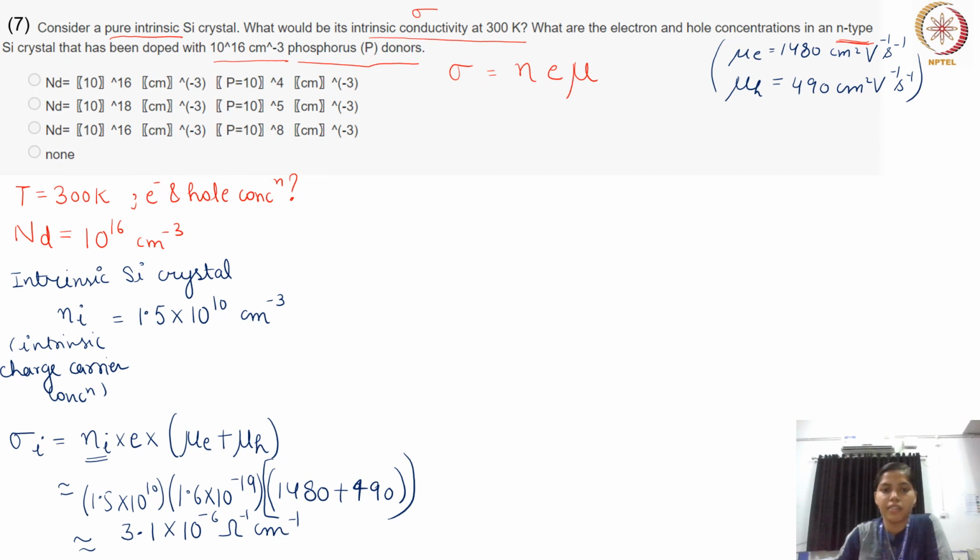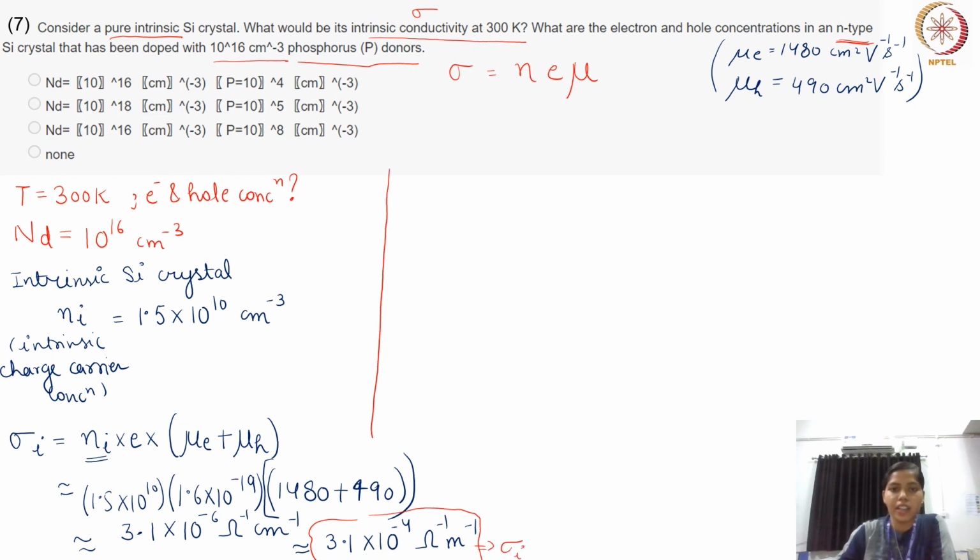inverse, and if I want to write in terms of meter, we can write it like 3.1 into 10 raised to the power minus 4 ohm inverse meter inverse. Okay, so this is the conductivity, intrinsic conductivity, sigma i.